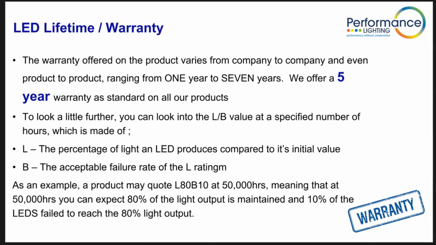If your L and B rating was down at L50, B50, that wouldn't be very good, because what you're saying there is you're expecting 50% of the original light output. So that's going to look very dim and dark. And out of that, 50% of those aren't going to even achieve that. So that would be a bad example of an L and B rating.